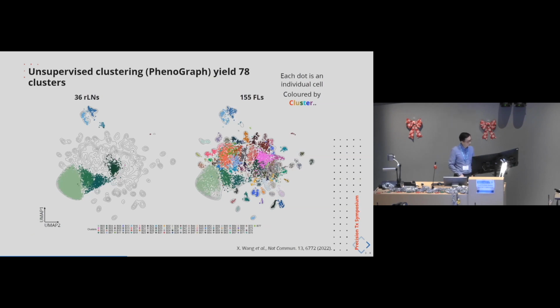So we can see actually it's separated pretty well. We can see naive, memory, and two kinds of memory B cells. One is IgG positive, and one is IgG negative, mostly IgM positive memory cells. And there's also GC, plasmablast, and plasma cell. But for the FL side, it's really difficult to comprehend. It still has like 70-something clusters.